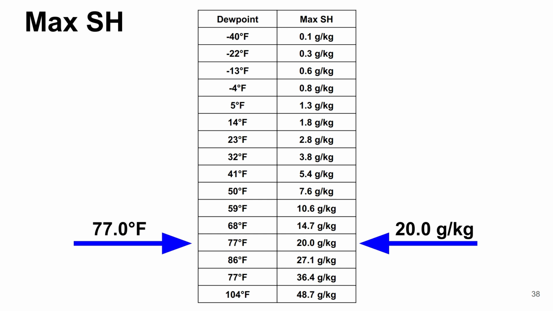So to find the max specific humidity, if you're given a temperature, you find the temperature in the chart, and then you slide over to the right, and that is the maximum at that temperature. So if I told you the air parcel is 77.0 degrees in temperature, what's the maximum specific humidity? You just look it up and say, oh, it's 20.0 grams per kilogram.